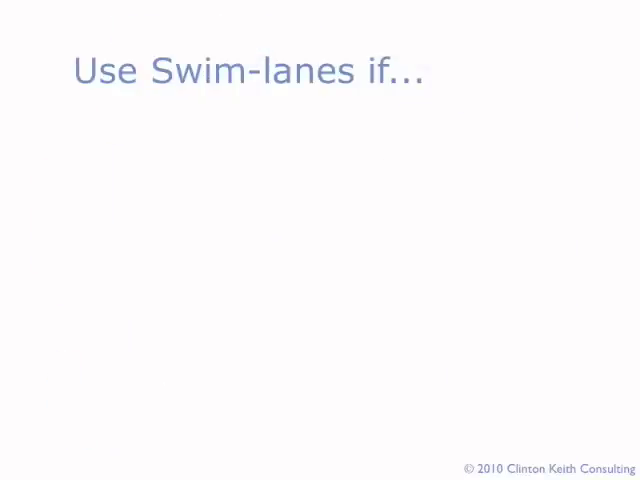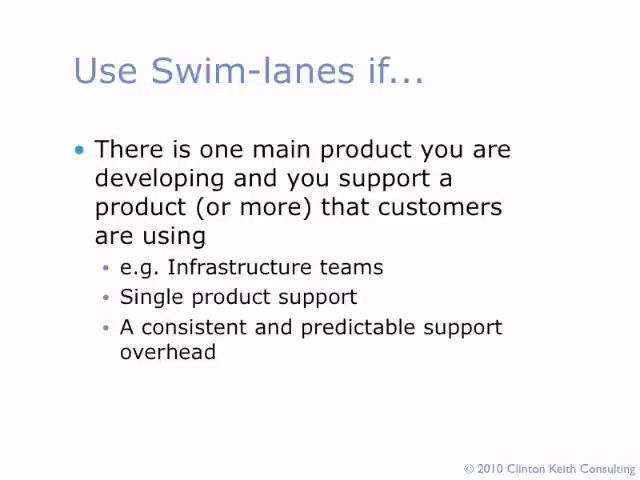Swim lanes don't work for every situation of this type. Only use swim lanes if there's one main product that your team is supporting where you can commit to a single goal every sprint, and when there's a consistent level of support anticipated, for example, 50% of the time every sprint. If support expectations are not predictable or there's multiple products being worked on, then Kanban tools might be a better fit.